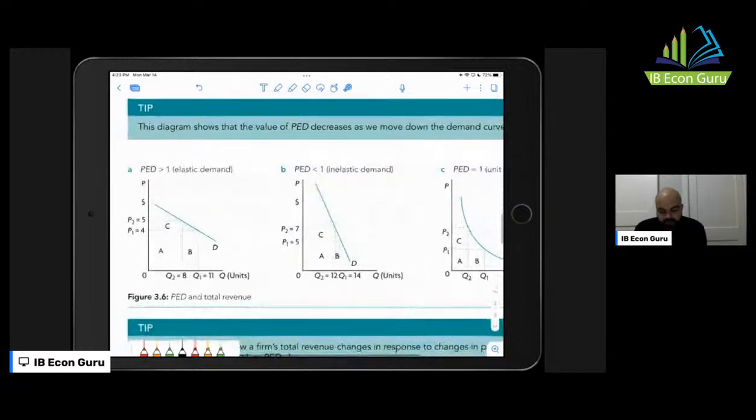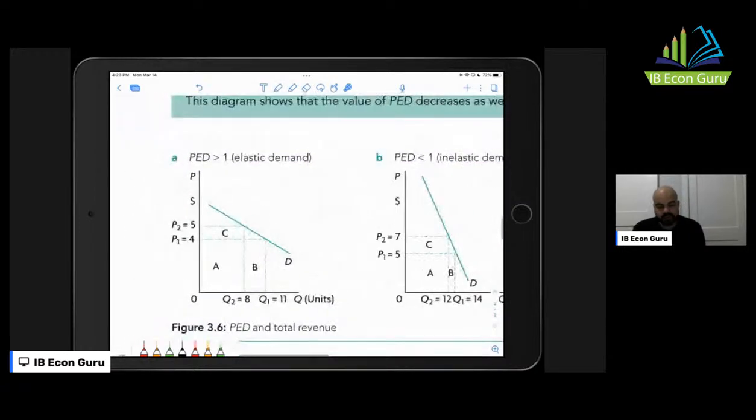All right, so revenue, something we need to talk about. Remember, total revenue is equal to P times Q, price times quantity. Here you see a relatively elastic demand curve. So here, PED is greater than 1. The absolute value is greater than 1. All right, let's see. When price was 4, quantity was 11. So 4 times 11 is $44. That was the total revenue at 4.